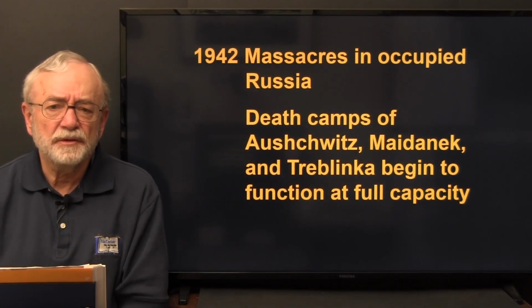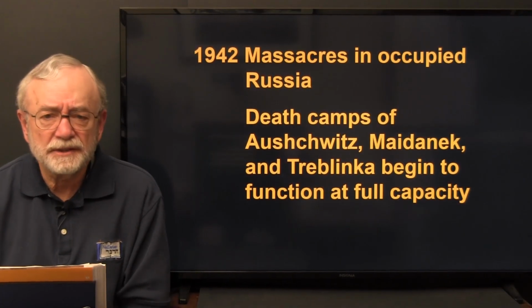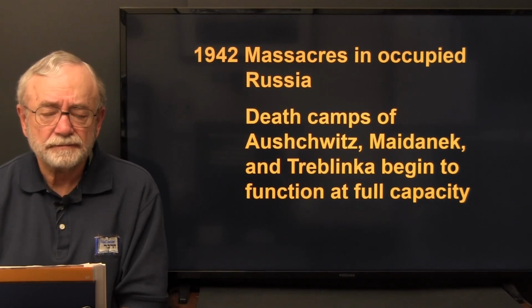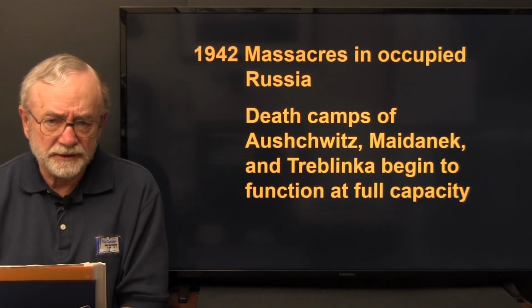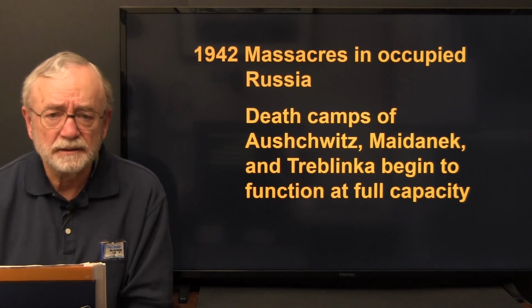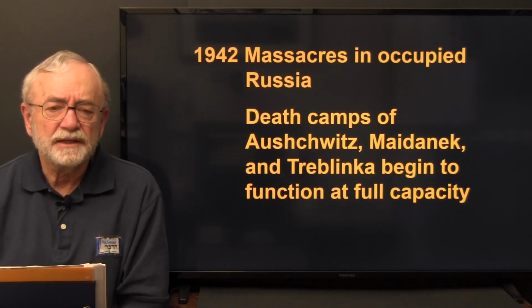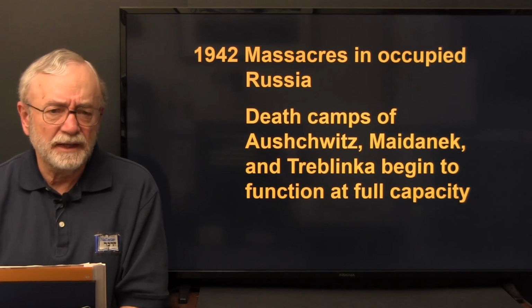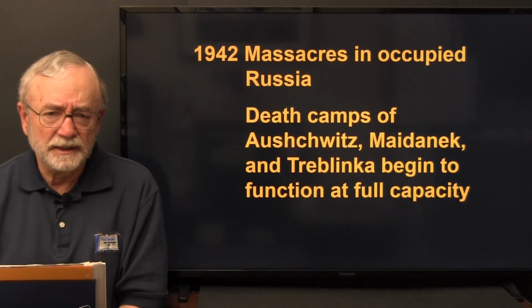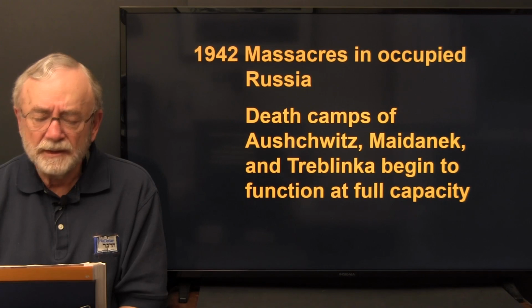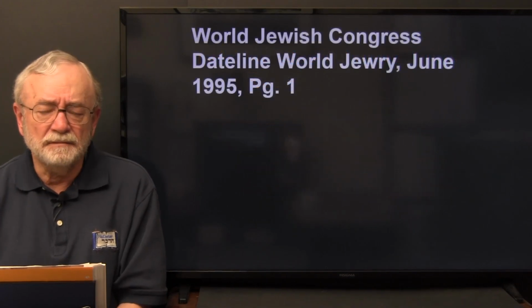Now we move to 1942. There are massacres in occupied Russia. The death camps of Auschwitz, Majdanek, and Treblinka begin to function at full capacity. And in fact, in 1995, this revelation regarding the Holocaust came forth.